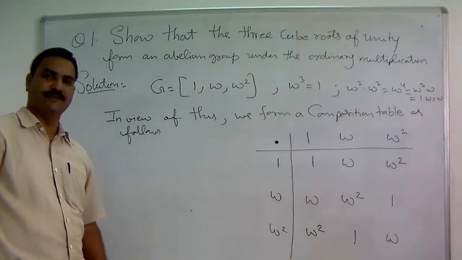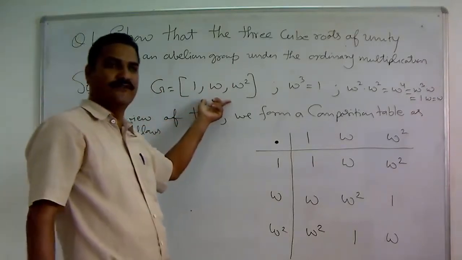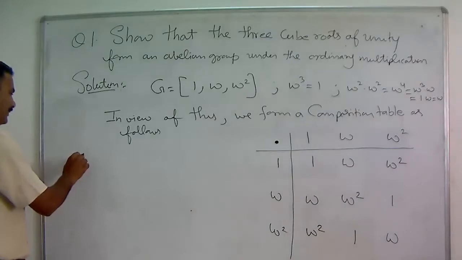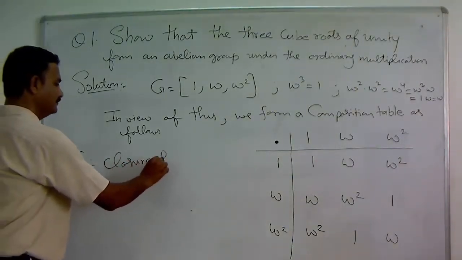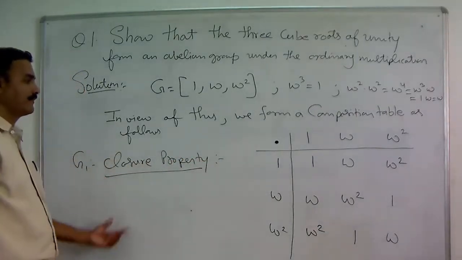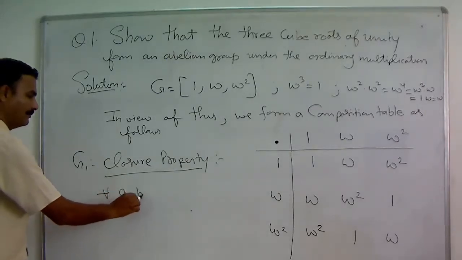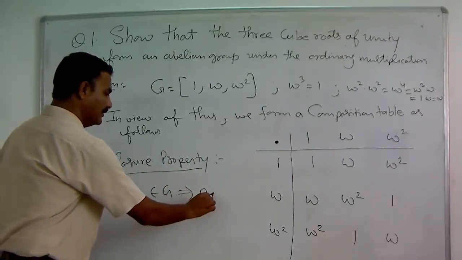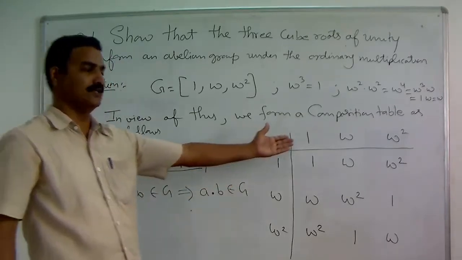And from this composition table, we can easily prove whether the three cube roots of unity form an abelian group or not. So let us consider a property G1, that is the closure property. For any two members A, B belonging to G, we find A dot B is again a member of G. And this is clear from the operation table.